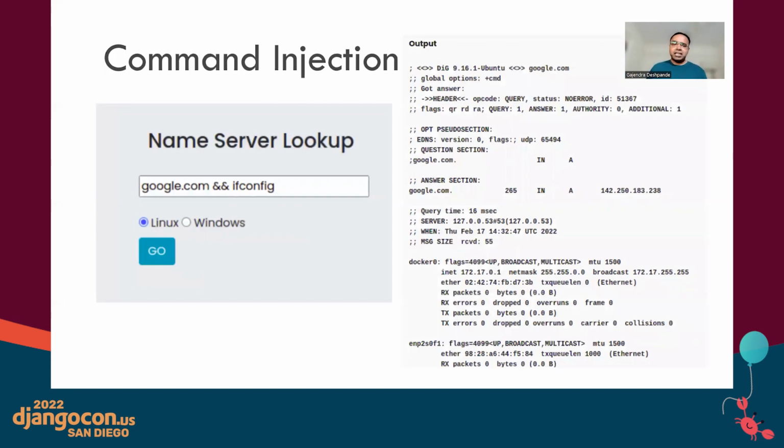Now similarly, there is a command injection. In command injection, you can see here that I'm performing a name server lookup. So I specify the website name google.com, and to that I have combined the command called ifconfig. Depending on the operating system, the command may change. You can see here that it is revealing the information about google.com, that is the output of the command, and then it is also displaying the output of the ifconfig command, which basically displays the IP address and the network information about the server.